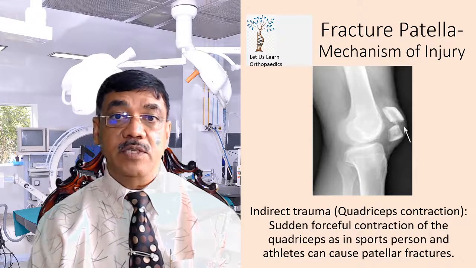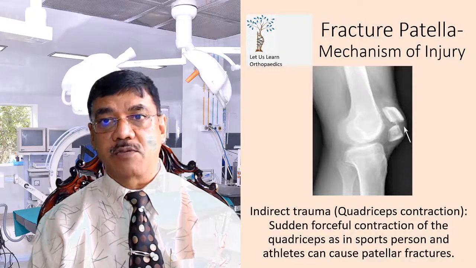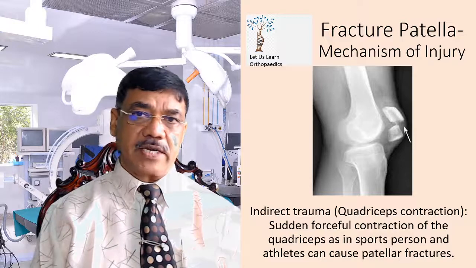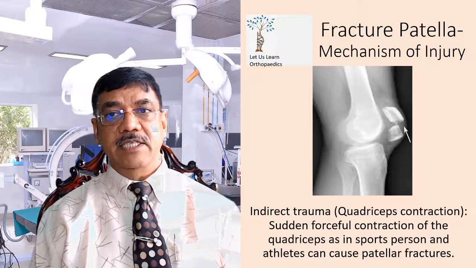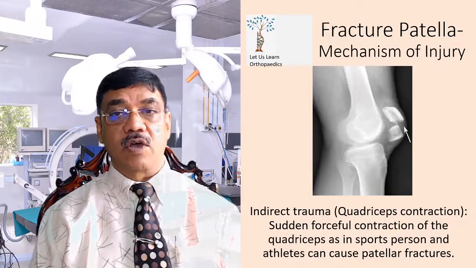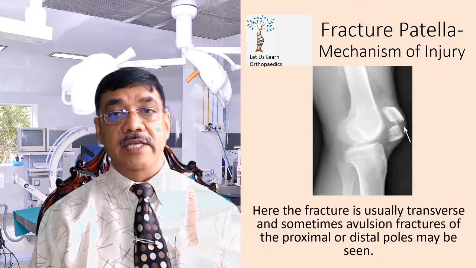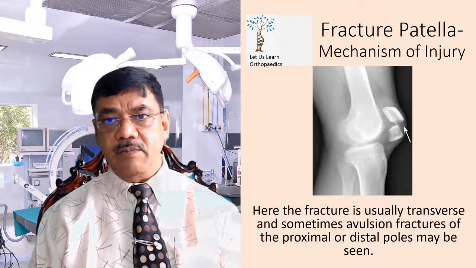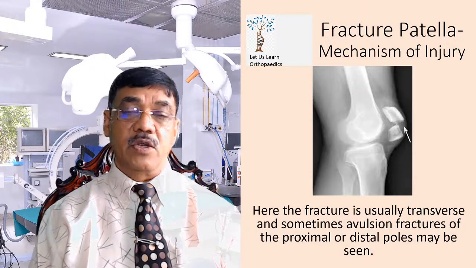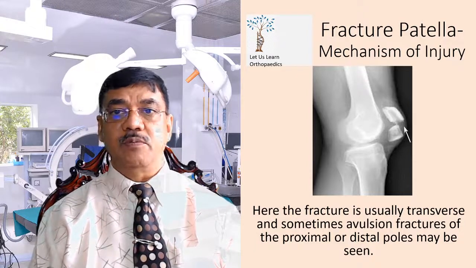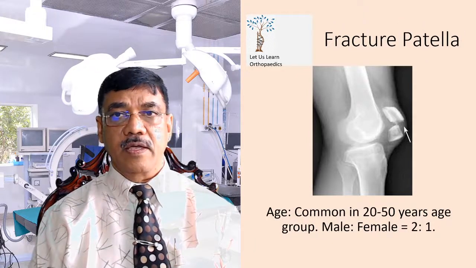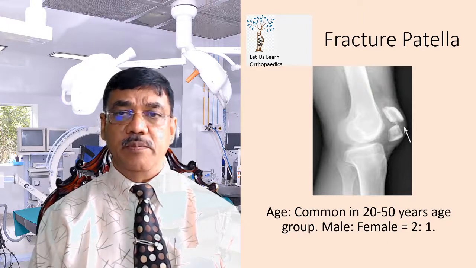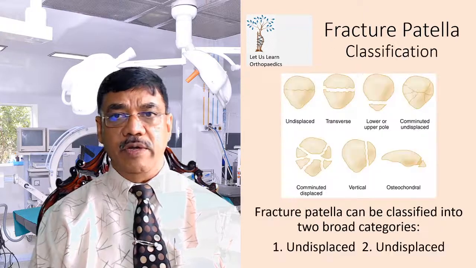The second mechanism is the indirect trauma, that is quadriceps contraction, as what you are seeing in this particular X-ray. The sudden forceful contraction of the quadriceps, as in the sports person or the athletes, can cause the patellar fractures. And here the fracture is usually transverse as shown in this particular X-ray, and sometimes avulsion fracture of the proximal or distal poles may also be seen. Age, common in 20 to 50 years of age group. Male to female ratio is 2:1.